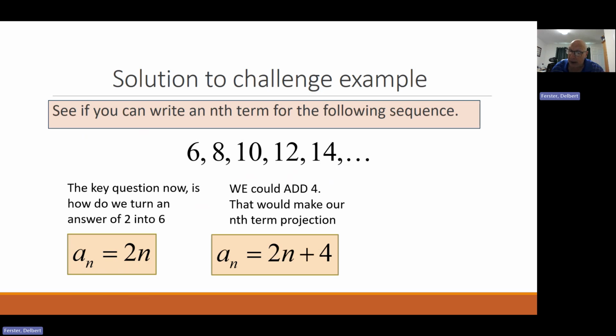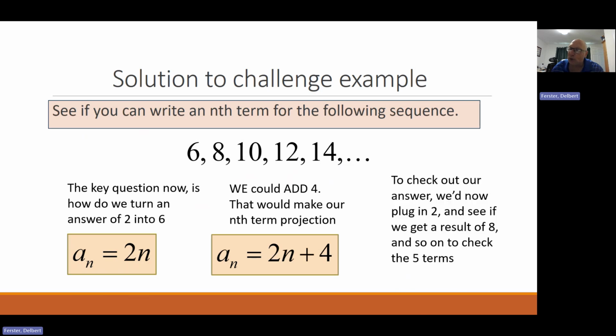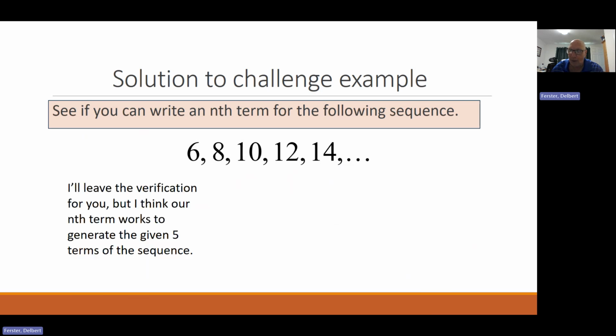So the kicker is, can we put 2 in to try to generate the second term and get a result of 8? Can we put 3 in to try to generate the third term and get a result of 10? All right, so that's what you would have to do next. You would subsequently put in the numbers n is 1, n is 2, n is 3, n is 4, n is 5, and see if that general form that we have staring at us from the middle of that screen is going to be good enough to generate responses of 6, 8, 10, 12, and 14. And I kind of think it will, but I'm going to leave that up to you to check.